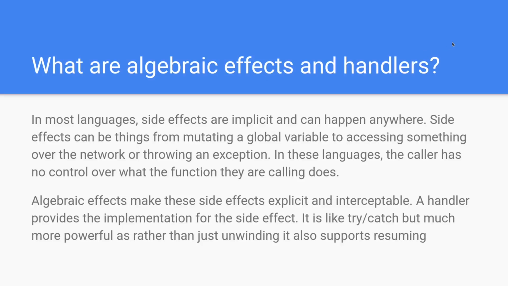So, what's the motivation for this? Well, first we need to know what algebraic effects and handlers are. In most languages, side effects are implicit and can happen anywhere. Side effects can be things from mutating a global variable to accessing something over the network or throwing an exception. In these languages, the caller has no control over what the function they are calling does. Algebraic effects make these side effects explicit and interceptable.